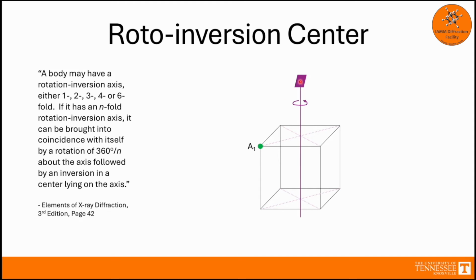So here we have a fourfold axis. So this A1 point, if we rotate it, becomes A2, and then we need to have an inversion point sitting on the rotation axis, which for the cube, it's the center of the cube, which actually does sit on that rotation axis line. So then if we apply A2 to the inversion center, we get A3. So a simple cube does have a roto-inversion center.